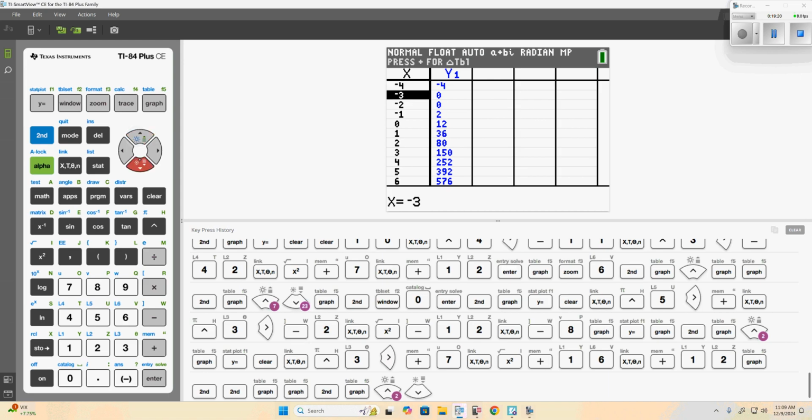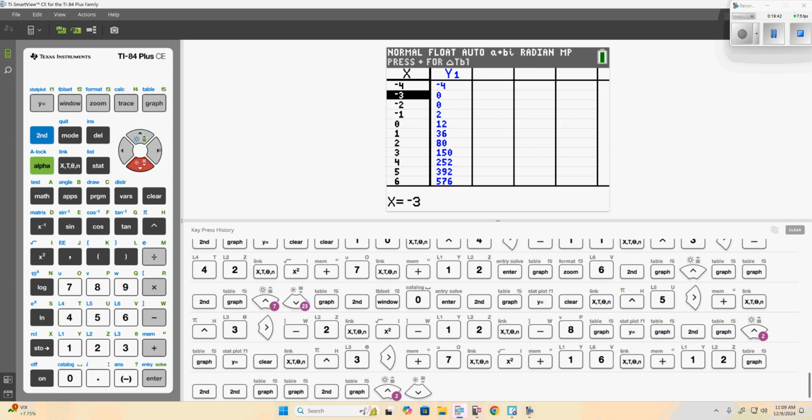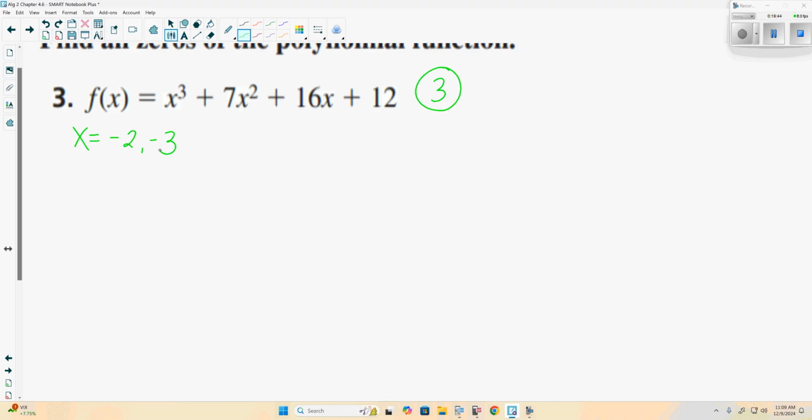So our two solutions that he gave us were -3 and -2. How many are we looking for? 3. Because the degree is 3, we should have 3 solutions. Because it was -3 and -2, yes? Now with any of these here, because the degree is 3, we should have 3 solutions.